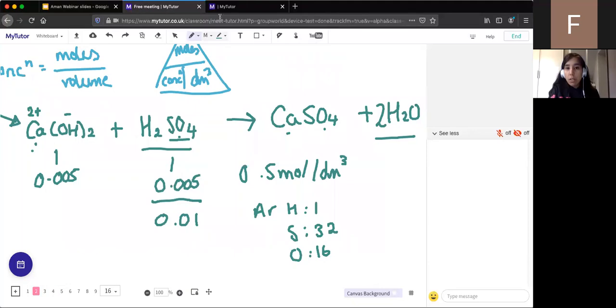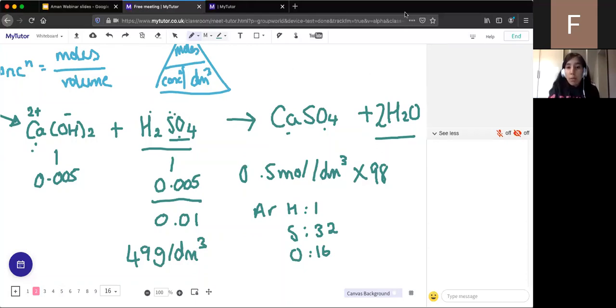Okay, so what's the MR of sulfuric acid? Does anyone have any answers for that? So remember, we do 2 hydrogens plus 32 plus 16 times 4. Okay, so we've got some answers coming in. So it should be 32 plus 16 times 4 plus 2, which gives you an answer of 98. So well done to people giving me 98. And then we do 0.5 times 98, which will give you an answer in grams per decimeter cubed. 0.5 is just a half, so it will be 49. So your answer will be 49 grams per decimeter cubed, and that's the sulfuric acid.